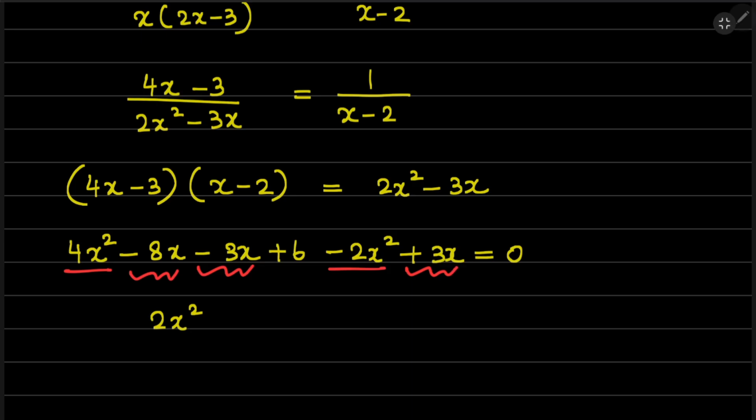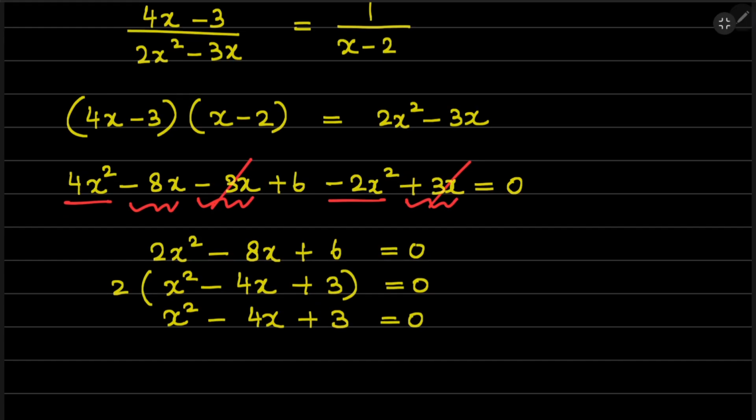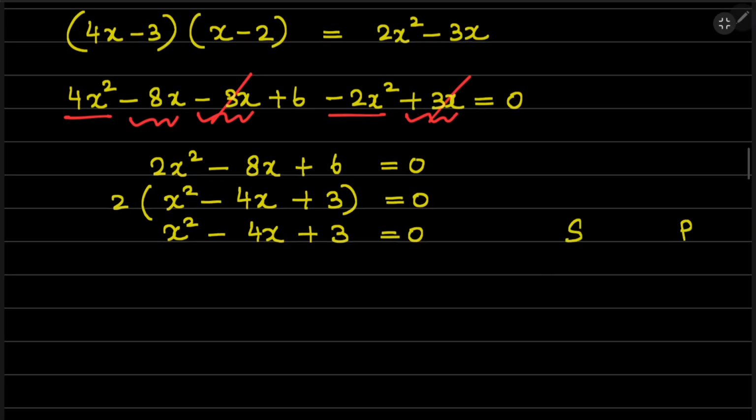Minus 11x plus, okay, so what you can do is here you can cancel out minus 3x plus 3x. So what remains is only minus 8x plus 6 equal to 0. Take 2 common from all the 3 terms because 2 is a common multiple. You have x square minus 4x plus 3 equal to 0. So what is the sum and what is the product? The sum is minus 4, the product is 3. So 3 ones are 3, add a negative to both, so you have a sum of minus 4.